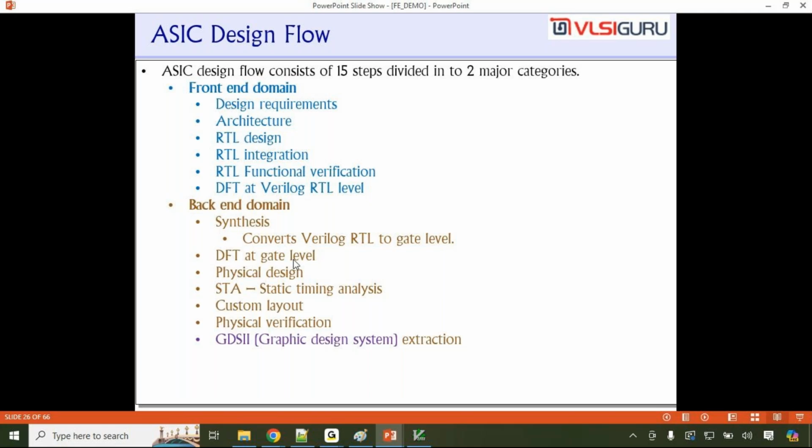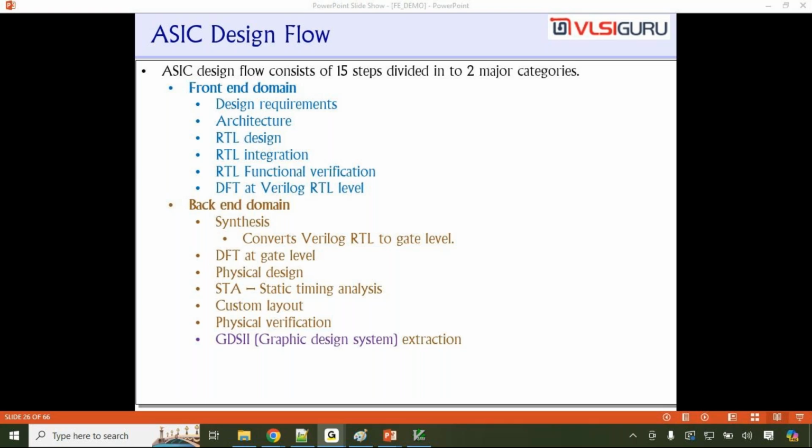Then finally, once you have done physical verification, what is the next stage? GDS2 extraction. What is GDS2? Can someone explain? Sorry, it is the file that we give to the foundry. Let me give you a simple analogy to understand this. One movie is there. For me to watch that movie on my mobile phone or my laptop, what is the extension that I need? .mp4.